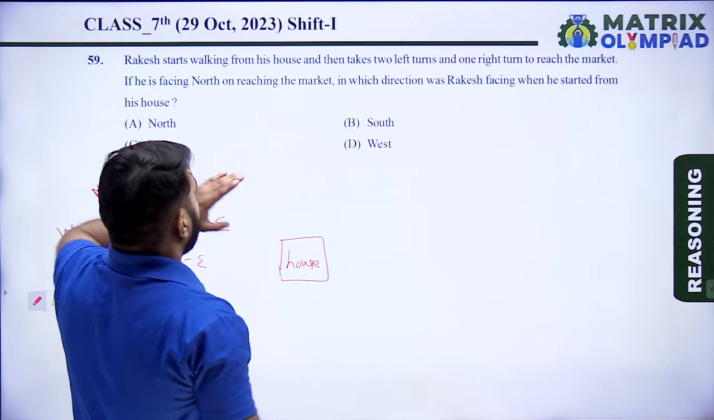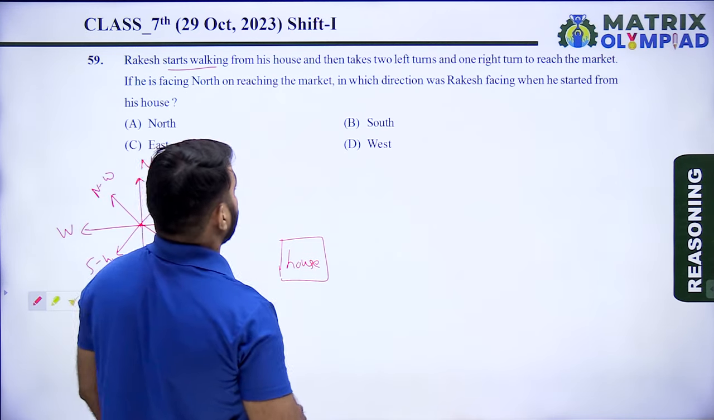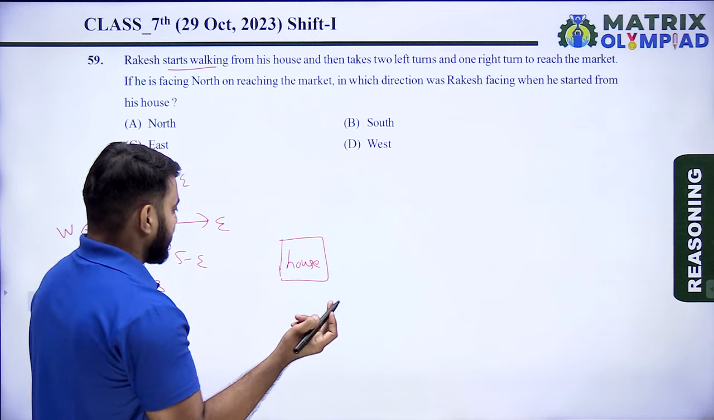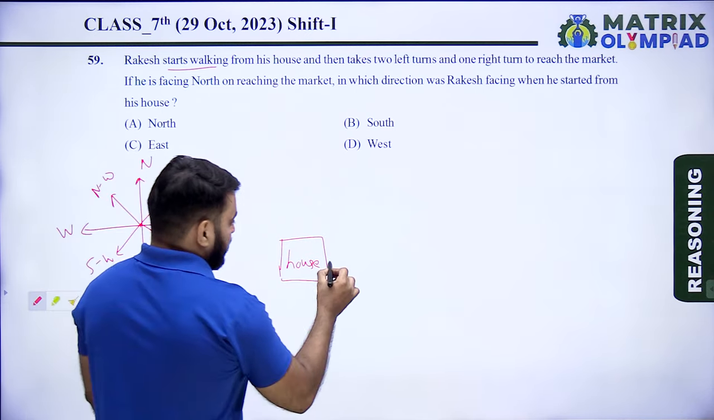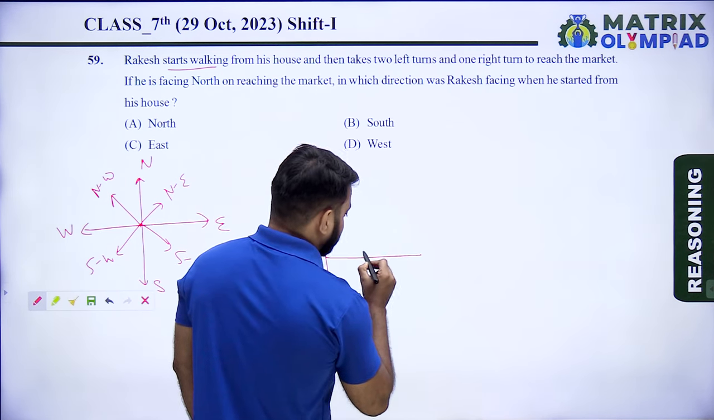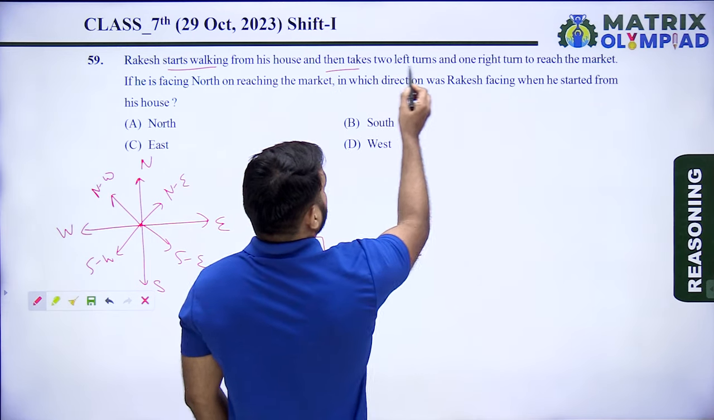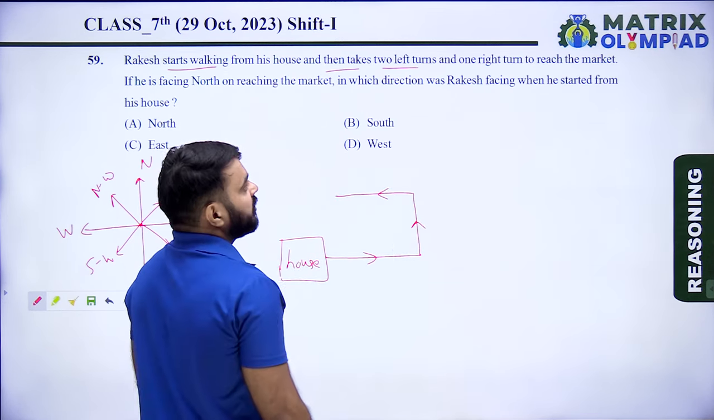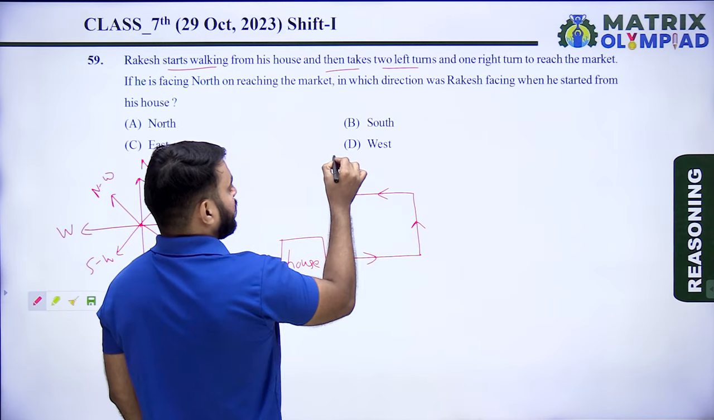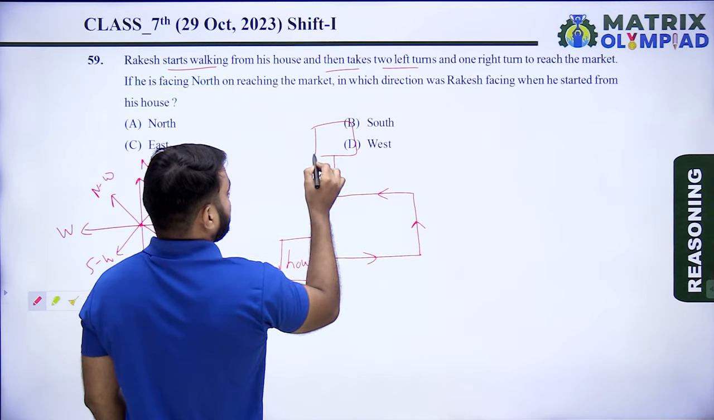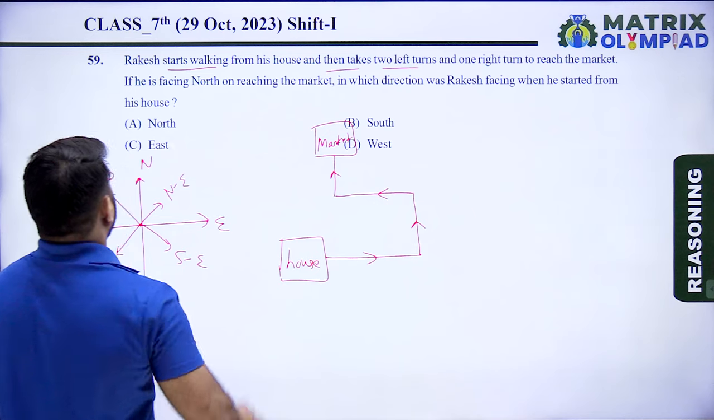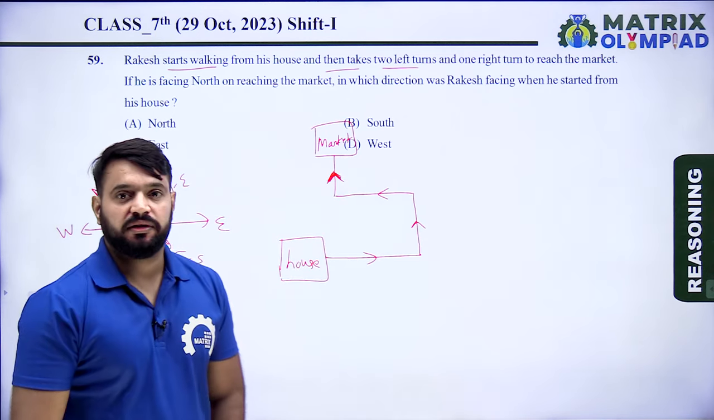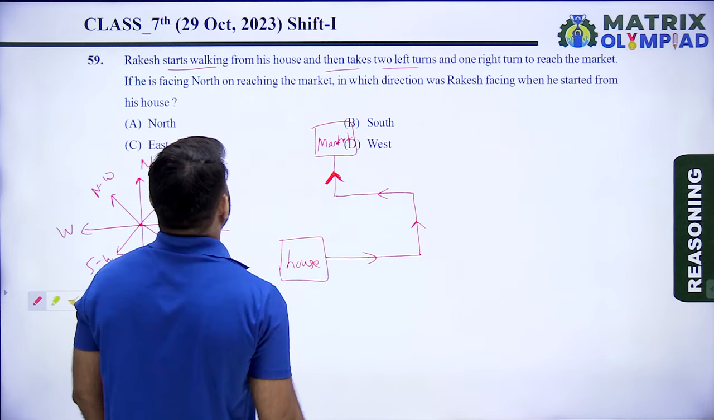According to the question, Rakesh started walking from his house and then takes two left turns and one right turn to reach the market. Let's suppose Rakesh's starting direction is east, and then he takes two left turns and one right turn to reach the market. If he is facing north, yes, he is facing towards the north direction.